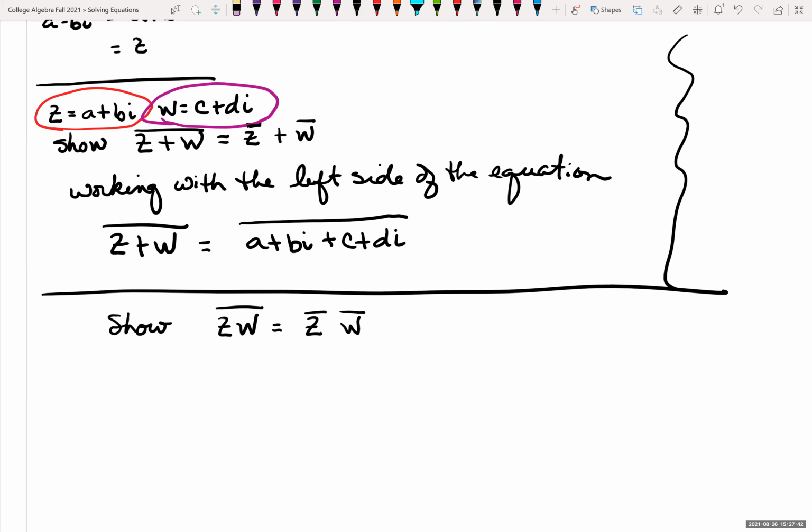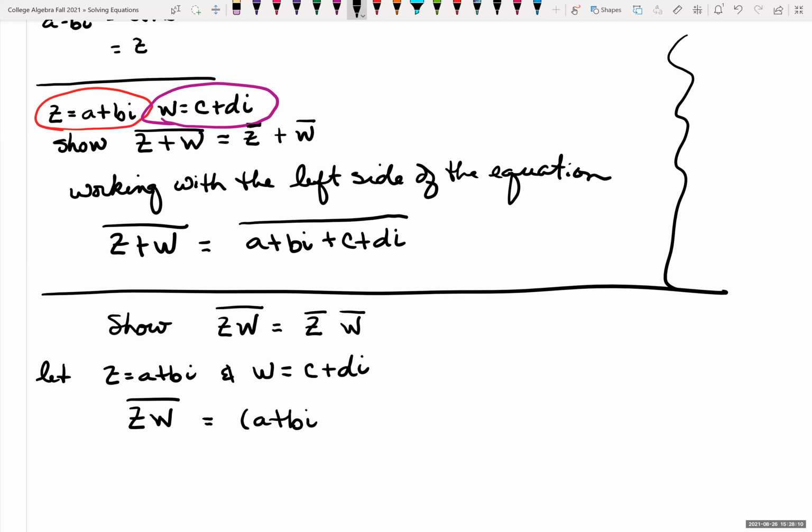Okay, so I'm going to define Z to be the complex number A plus BI, and let W be the complex number C plus DI. So if I'm looking at the multiplication and then taking the conjugate, let's just rewrite it. Z we said was A plus BI, all times W, which is C plus DI, and we're going to put that bar over that product.